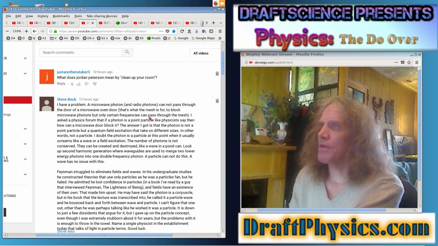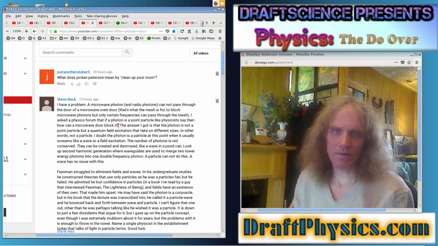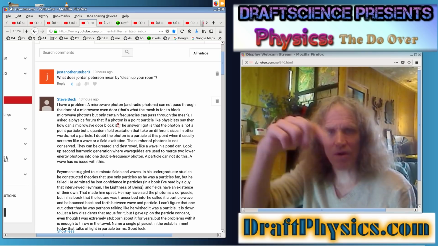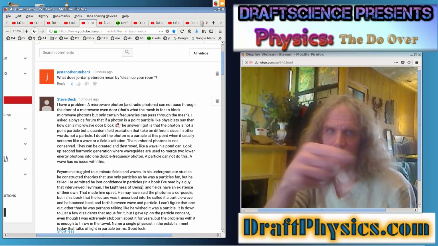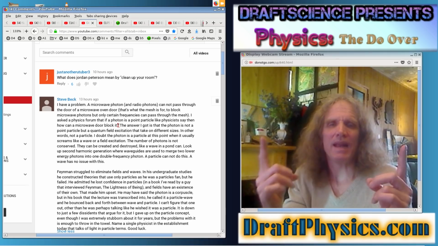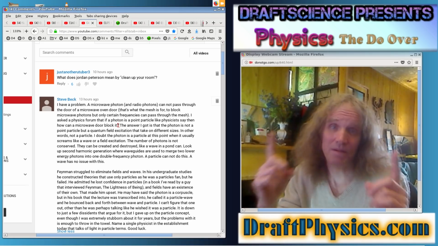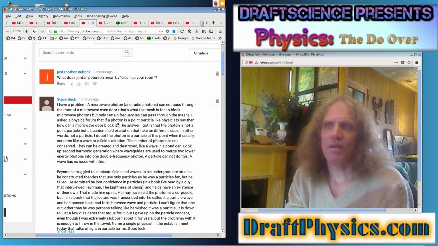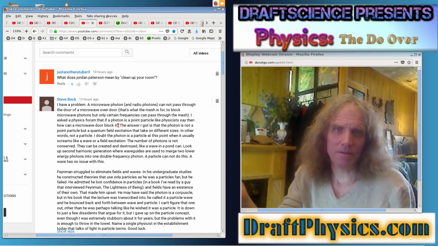All right, microwave photons. Okay, I asked a physics forum that if a photon is a point particle, like physicists say, then how can a microwave door block it? So again, the physicists don't say it's a point particle. They don't really say anything rational, right? But clearly, when they draw this wave thing, they're identifying something that has a wavelength, and that it has nodes.